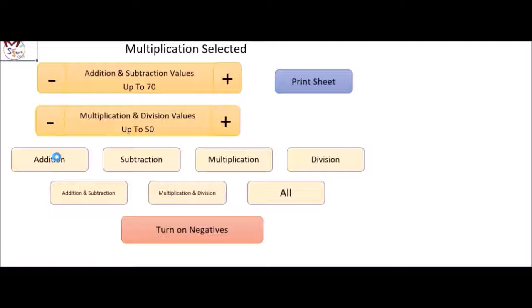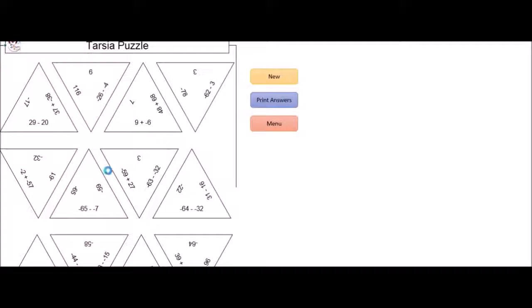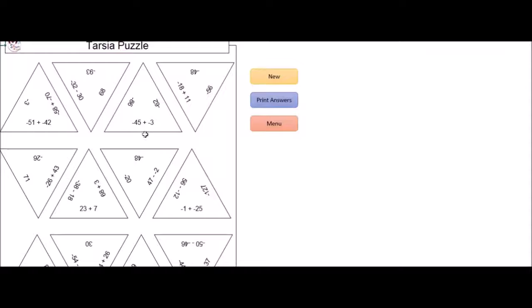We can choose addition, and it will tell you at the top, addition selected, or we can use only subtraction, or we can use multiplication, or only division. We can select addition and subtraction. We can select multiplication and division. We can have all. We can turn on negatives if we want. So if we have a look, we have addition and subtraction, and we've turned on the negatives. So if we go to the print sheet, here we have a print sheet, these are triangles for the students to cut out.